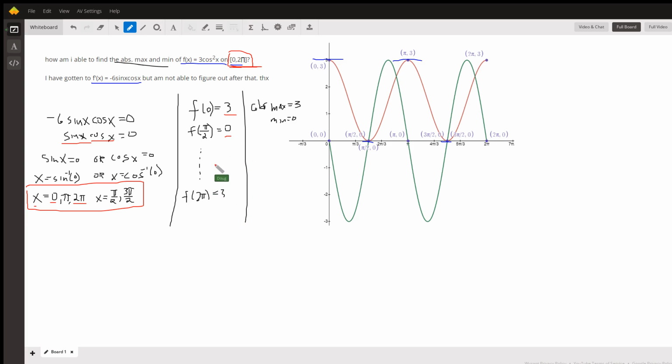Then for absolute max and min, you examine that list of values and learn that the absolute max on 0 to 2 pi is 3, and the absolute min is 0.